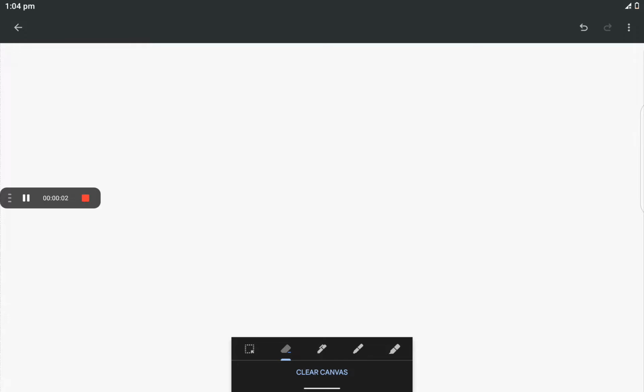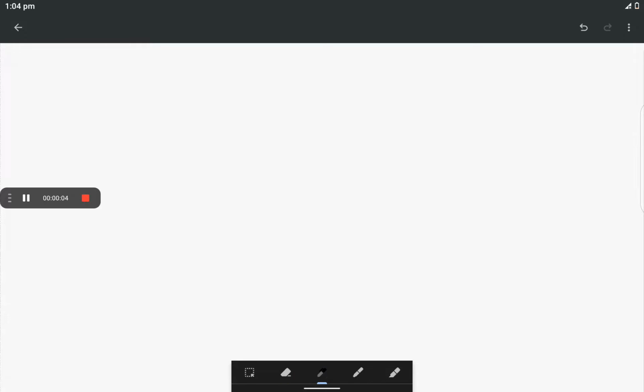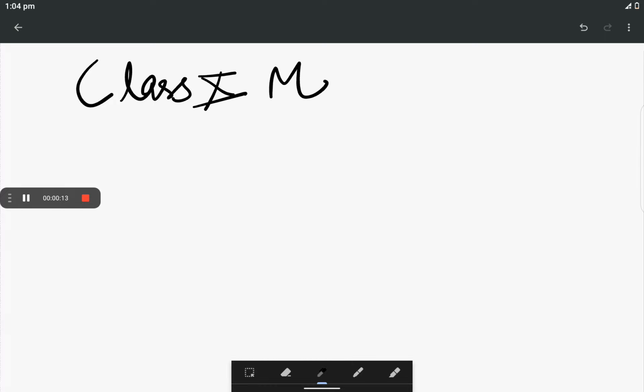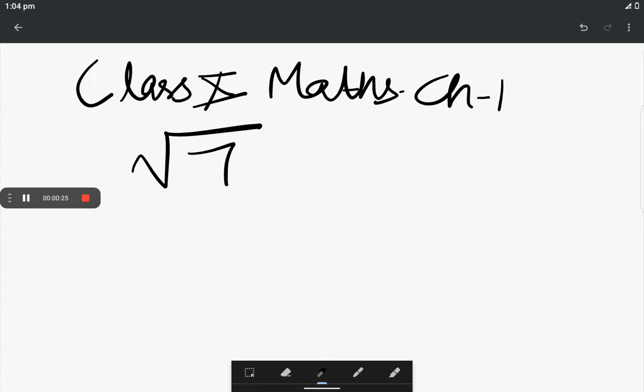Today we are going to learn how to prove the irrationality of any number. So this is a topic of class 10 math, chapter 1. So let's say you are asked to prove the irrationality of root 7.